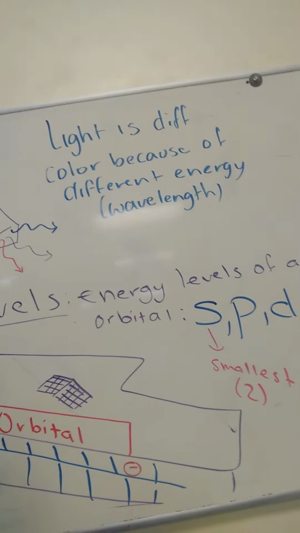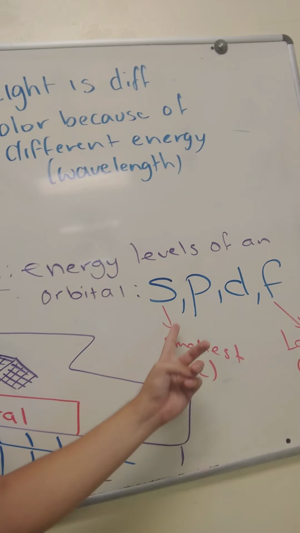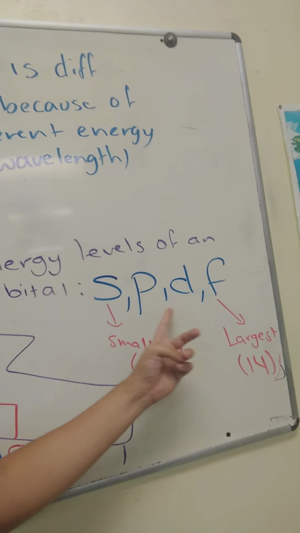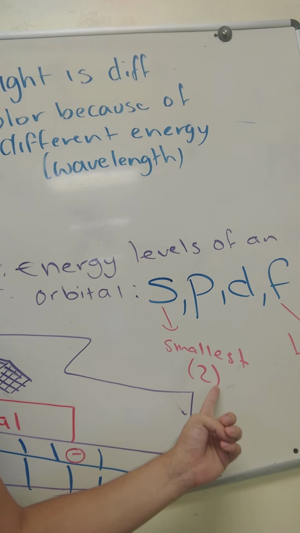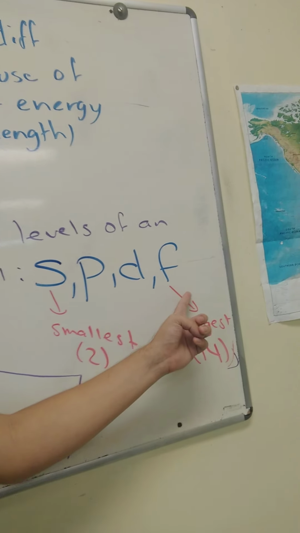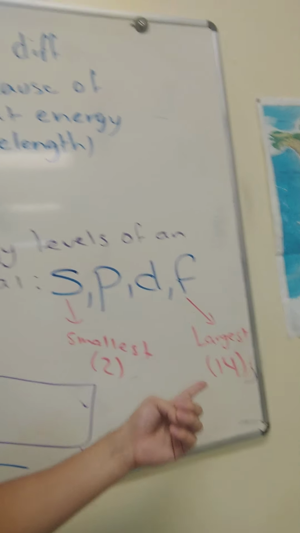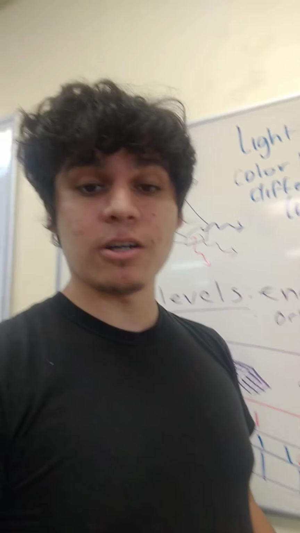So we divide these sublevels into four main categories: S, P, D, and F. Now the S sublevel can hold 2 electrons. It is the smallest of the sublevels. And the F orbital can hold 14. It is the largest of the sublevels. And we'll go ahead and talk about that in just a second.